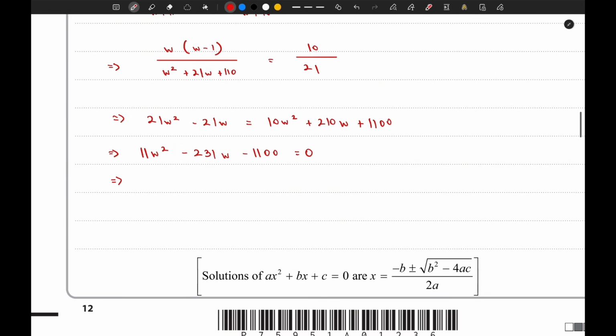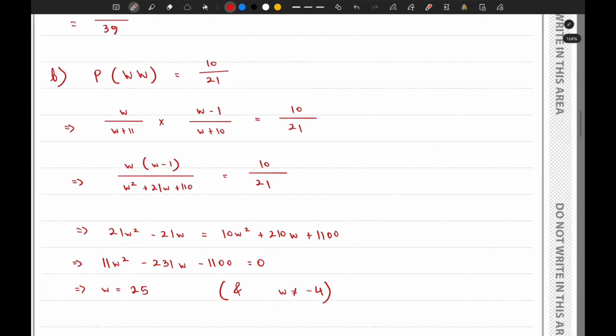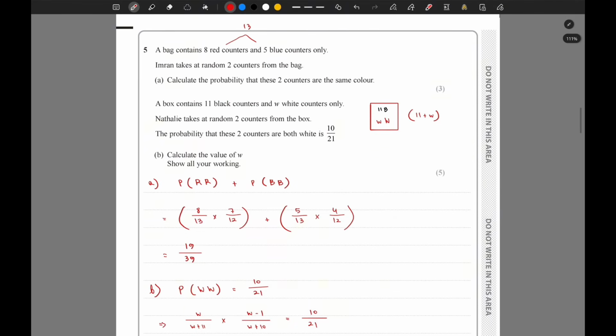So one of the values of W is 25 and the other value is -4, but we know that W cannot be -4. So that is the answer to this question. Moving on to the next question.